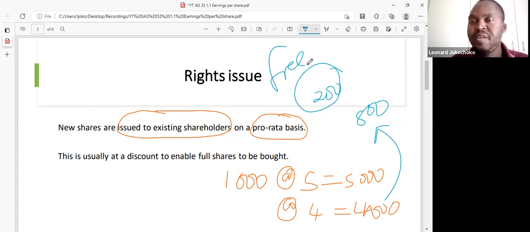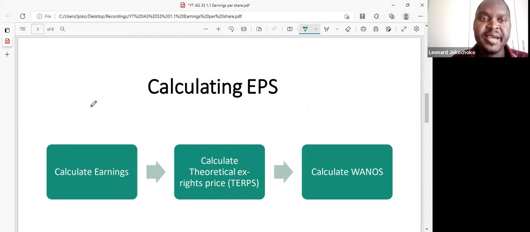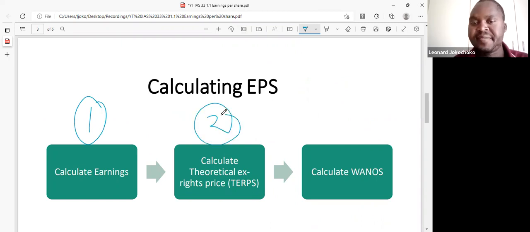Because there are bonus shares, we need to gross up, because bonus shares are treated as if they've been there at the beginning. If you are going to calculate the earnings per share after a rights issue, there are 3 stages to go through. In the first stage, you need to identify the earnings. Once you've identified the earnings, the next step is to calculate the theoretical ex-rights price per share. This simply means calculating the average share price just after the date of the rights issue. We will use this number to gross up, or to reflect the bonus element.